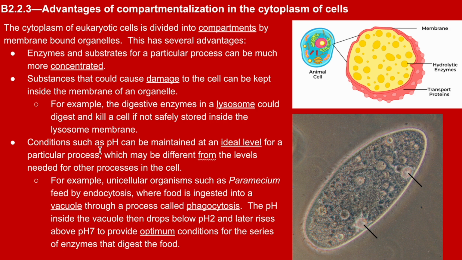We can also have specific pH conditions maintained for particular processes. For example, back to our favorite example, that paramecium, when it feeds by endocytosis, okay, that food is ingested into a vacuole, and the pH in the vacuole then drops below pH 2, okay, for optimum digestive enzyme conditions, and then it can return to pH 7, depending on what the enzymes need at any particular time.